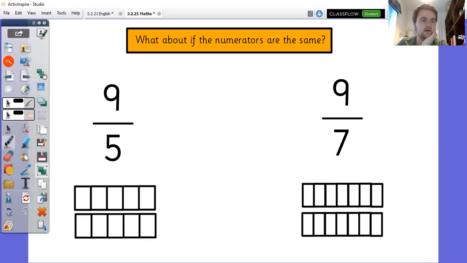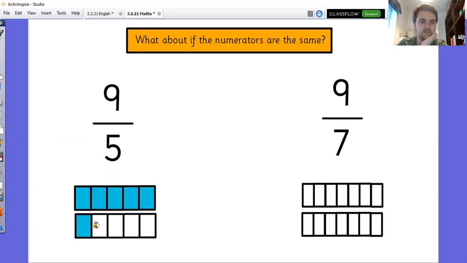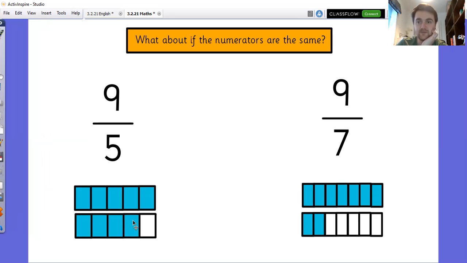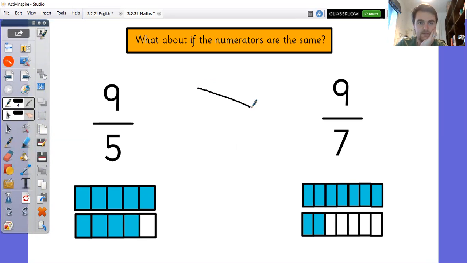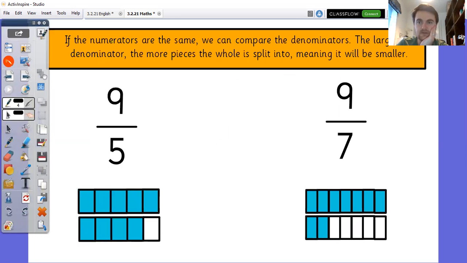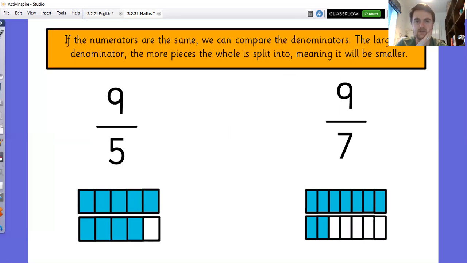Now, if I shade them in, I've got 1, 2, 3, 4, 5, 6, 7, 8, 9. And then 1, 2, 3, 4, 5, 6, 7, 8, 9. Now, if I compare them, I can see that 9/5 has got more of the shapes shaded in than 9/7, because a fifth is larger than a seventh, which means that our symbol here needs to be this way. There we go. If the numerators are the same, we can compare the denominators. The larger the denominator, the more pieces the whole is split into, meaning it will be smaller.